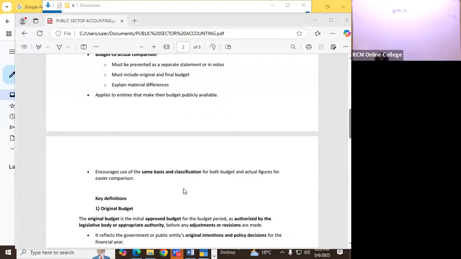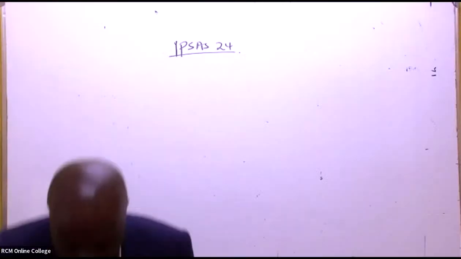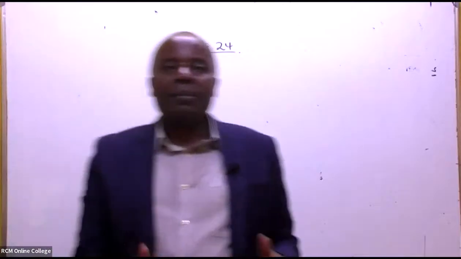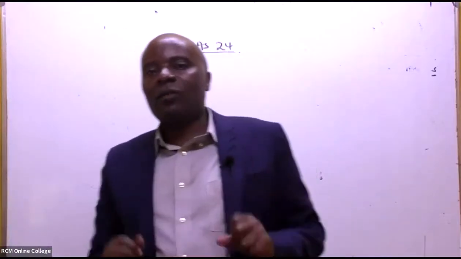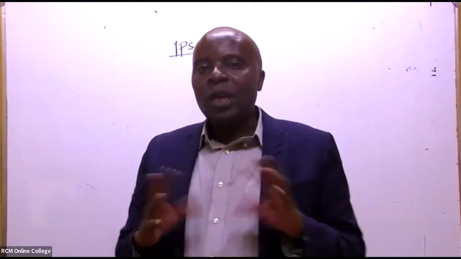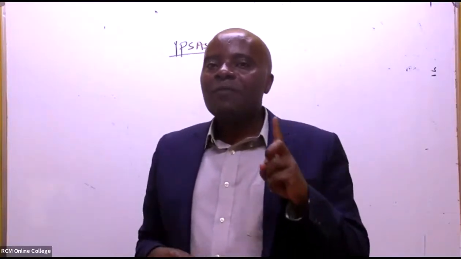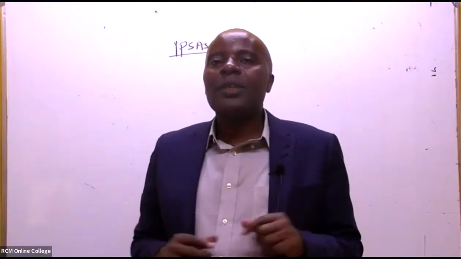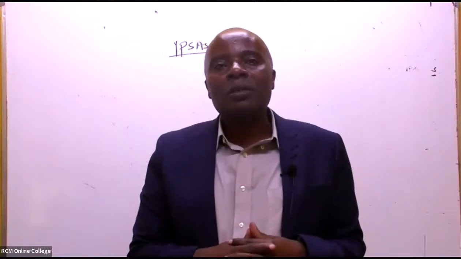Key definitions. We have the original budget. Now, ladies and gentlemen, remember what normally happens in Parliament is that the minister will bring his figures to Parliament. We discuss these figures in Parliament, and then we approve them. So once we approve them, the very first initial budget approved by Parliament is what will be called the original budget.